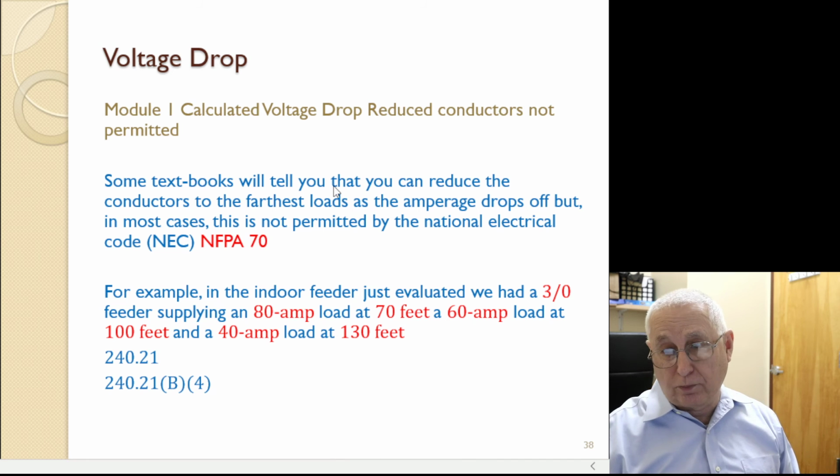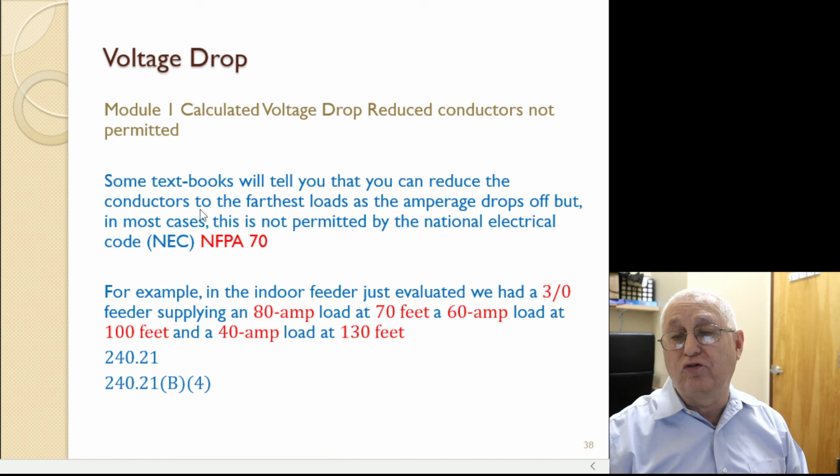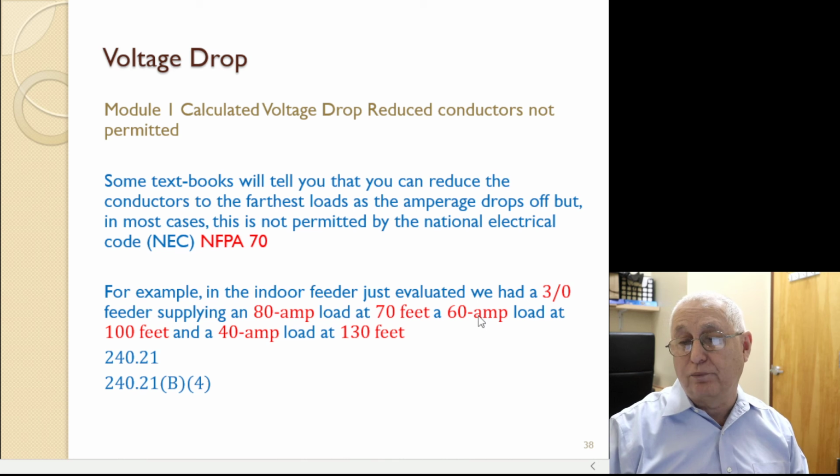Some textbooks will tell you that you can reduce the conductors of the farthest loads as the amperage drops off, but in most cases this is not permitted by the National Electric Code, NFPA 70. For example, in the indoor feeder just evaluated, we had a 3-aught feeder supplying an 80 amp load at 70 feet, a 60 amp load at 100 feet, and a 40 amp load at 130 feet.